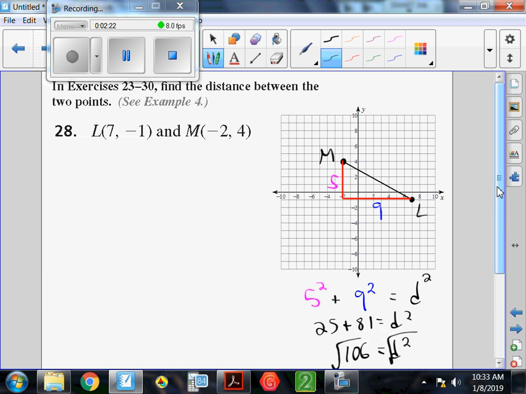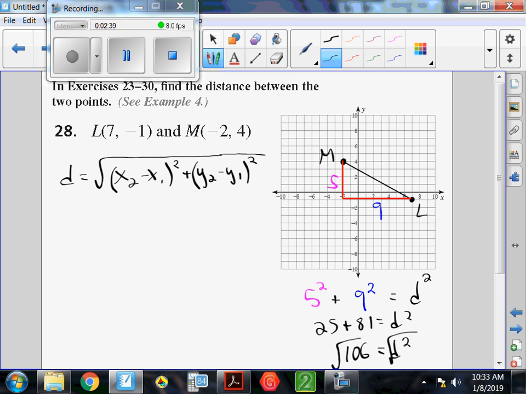I can do the same process or a different process to get the same answer with the distance formula. The distance formula is equal to the square root of (x2 minus x1) squared plus (y2 minus y1) squared. So I'm going to show how to plug that in, as well as show how that is the same thing as the Pythagorean theorem. So distance equals the square root of, I'm going to label my coordinates. Let's see, we'll call the first one x1, y1, and the second one x2, y2.